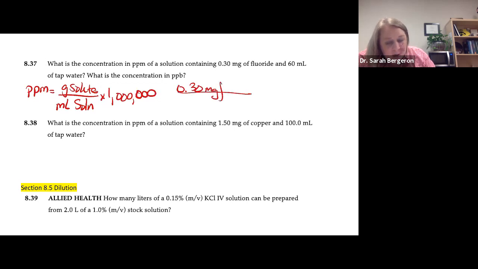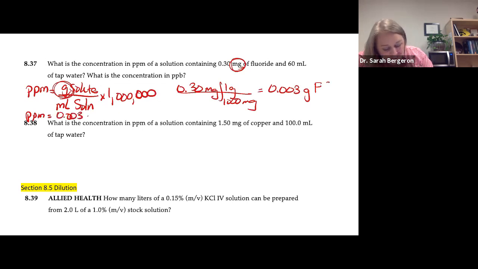I want to convert that into grams. So I'm going to say in 1 gram, I have 1,000 milligrams, because I want my grams here, and what am I given? I'm given milligrams, can't stay in it. Okay, so 0.003 grams of fluoride, F minus. So what do we do? Now we go ahead and plug it in. Our parts per million is equal to 0.003 grams per milliliters of solution. We got 60 milliliters of solution. And then we're going to multiply that times a million. And so what do you get? You get 5 parts per million, F minus, okay?